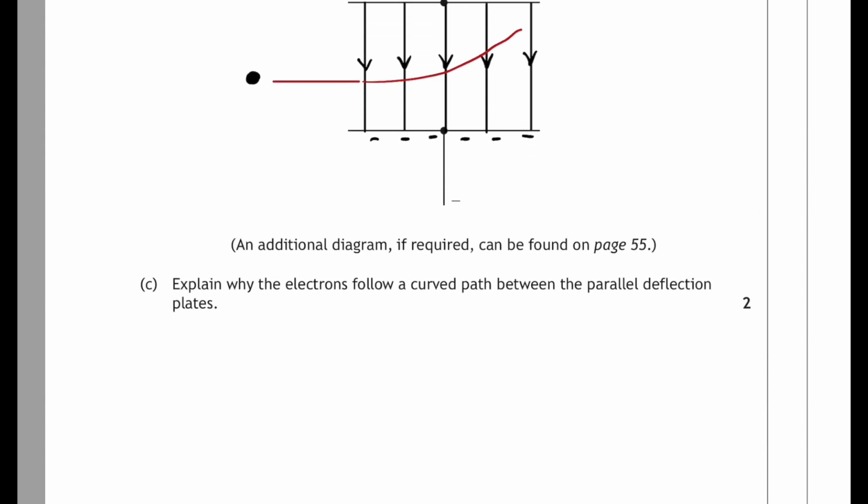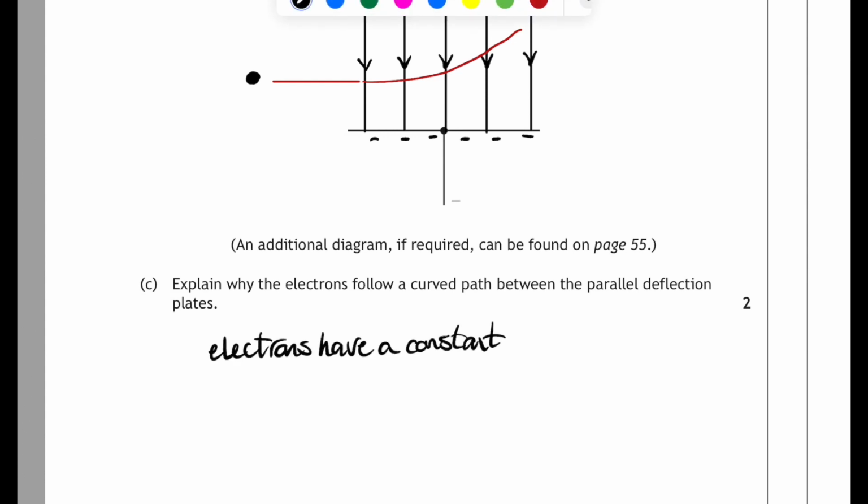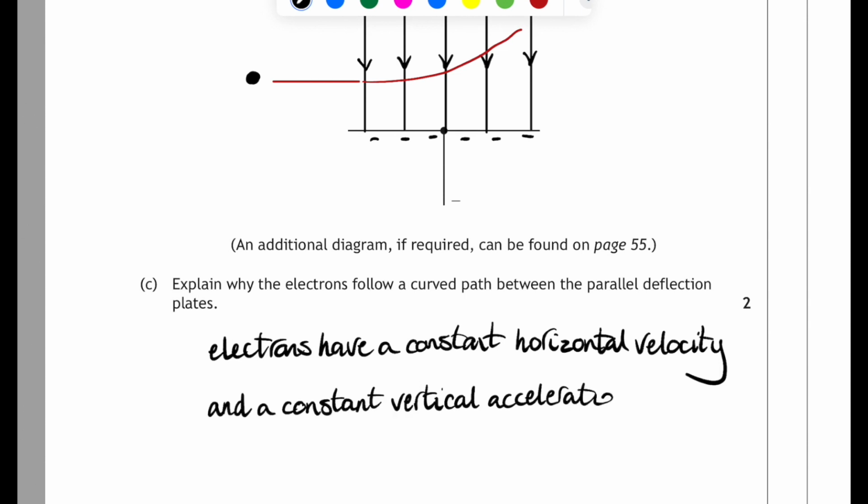Remember projectiles from higher physics? A projectile's got a constant horizontal velocity, but it's accelerating vertically. Well, it's the same here. The electrons will have a constant horizontal velocity, but they will have a vertical acceleration due to the force on them due to the electric field.